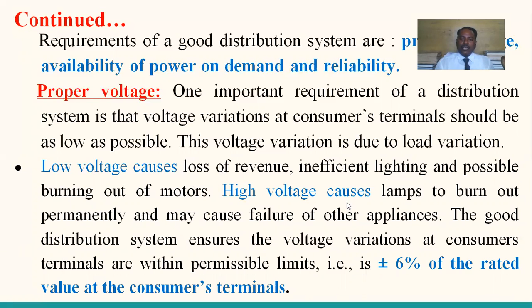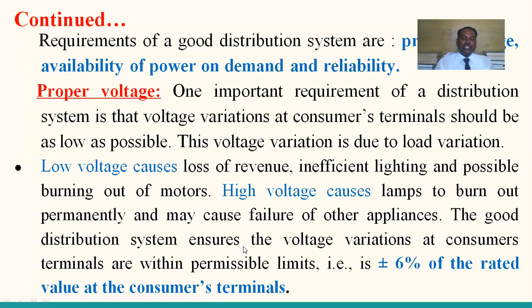Whereas high voltages cause lamps to burn out. We observe this in our houses generally. Sometimes we suddenly switch on and the light is broken. Why? Because at that time the voltages are high. Even in switching cases some lamps are burned. Switching is a transient condition. When the switch is turned on, a huge voltage or huge currents are developed, and as a result the fuses may burn out. Yes, high voltages cause lamps to burn out permanently and may cause failure of other appliances.